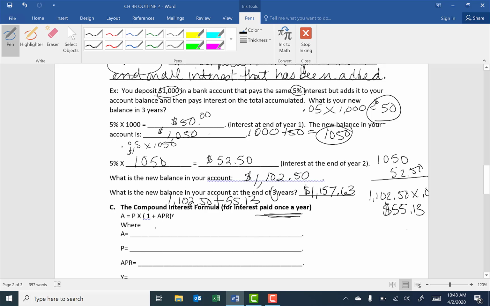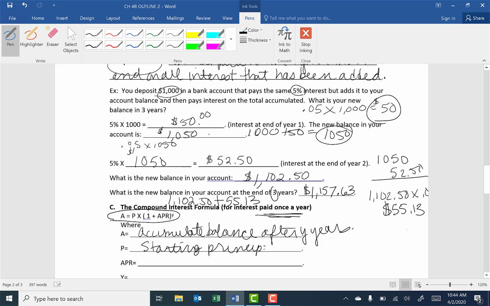Again, here's the formula. Okay, we worked it out, but here's the actual formula. A equals P times 1 plus APR to the power Y, where A equals the accumulated balance. That's what we're trying to find, the amount. The accumulated balance after Y years. P is equal to your starting principal. It's the money that you gave the bank when you first opened your account. Ours was $1,000.